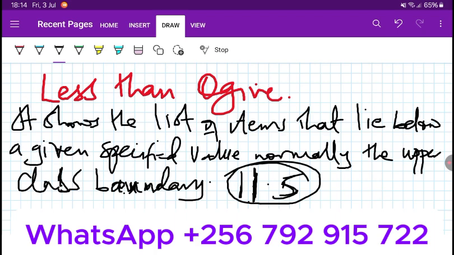So what you do, you draw the curve, then you locate this 11.5 from your horizontal axis, and then you draw a line until it meets the curve. Then of course you draw the horizontal line going to the cumulative frequency, so that you can pick the value that corresponds to that value, as long as those two lines meet.